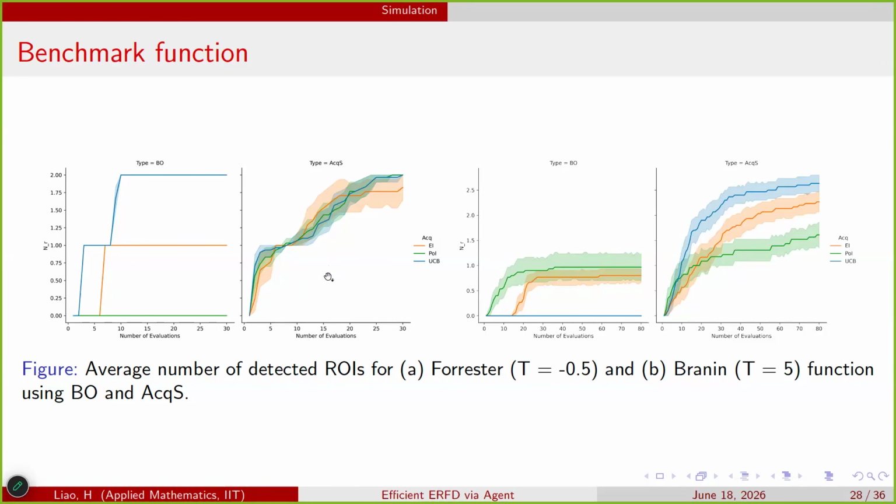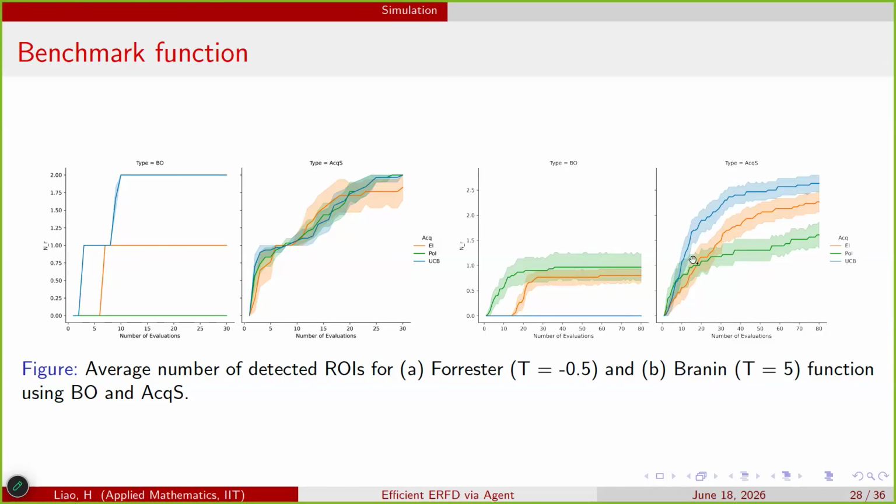because we start from some area far away from the regions of interest. And the sampling methods have relatively similar performance, even when choosing different acquisition functions; they eventually reach 2 for all of these methods.